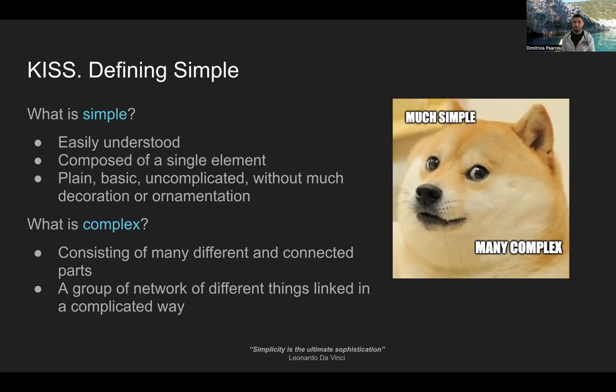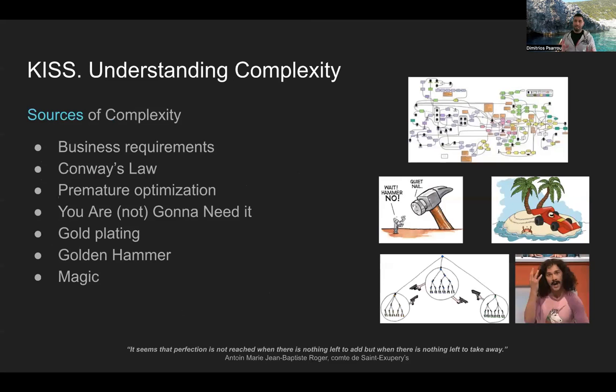And the opposite of simple is, of course, complex. So complex is defined as something that consists of many different connected parts, often in a complicated way. Now, if we combine both definitions, we could at minimum agree that simple is something that is easily understood and does not consist of many different connected parts. Okay, now, if we want to attempt to avoid complexity, we must first understand where complexity comes from.